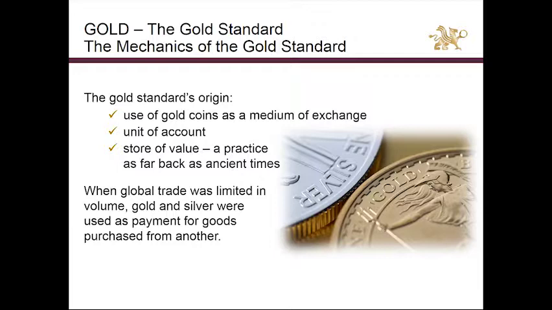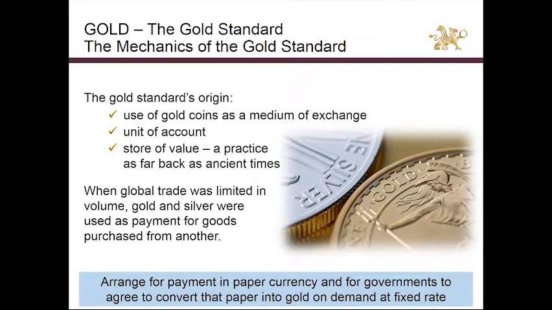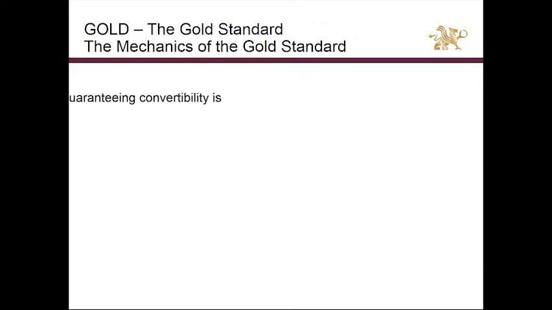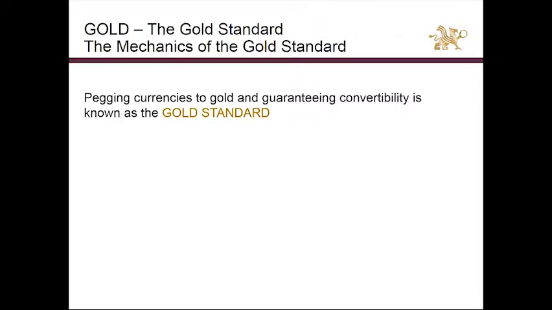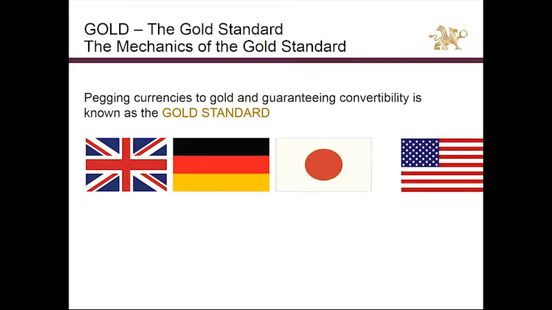The solution adopted was to arrange for payment in paper currency and for governments to agree to convert the paper currency into gold on demand at a fixed rate. Pegging currencies to gold and guaranteeing convertibility is known as the gold standard. By 1880, most of the world's major trading nations, including Great Britain, Germany, Japan, and the United States, had adopted the gold standard.